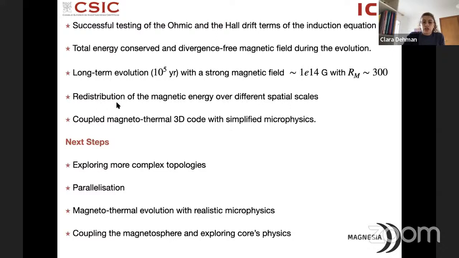We saw that the magnetic energy was redistributed over different spatial scales, and we saw also that these non-axisymmetric M modes are also excited. As Stefano mentioned last week, we now have a magnetothermal coupled code, but with simplified microphysics. The next step is to explore more complex topologies for the magnetic part, to parallelize the code, and to have the magnetothermal code coupled together in 3D but with realistic microphysics. And for a future project, to couple the code with realistic boundary conditions like the magnetospheric one, and also explore more the physics in the core. And thank you for your attention.